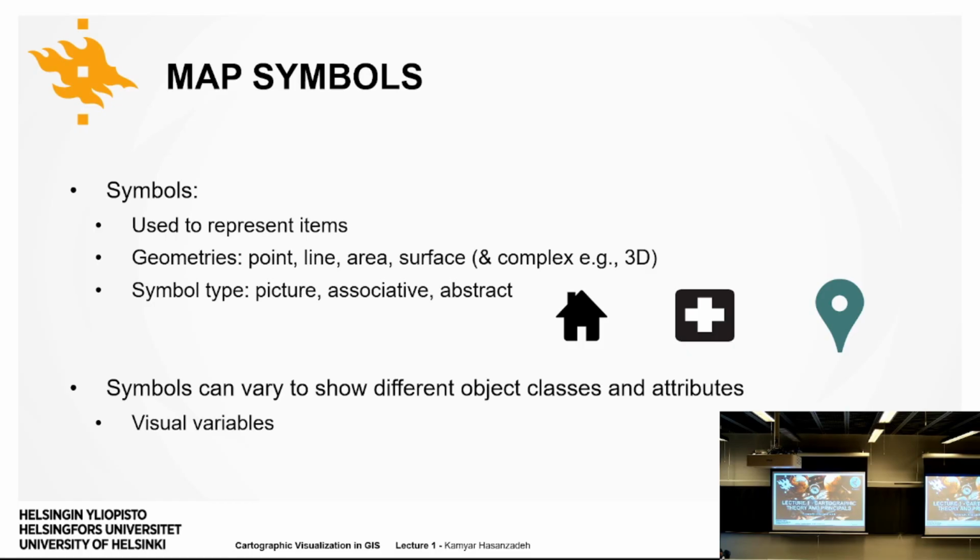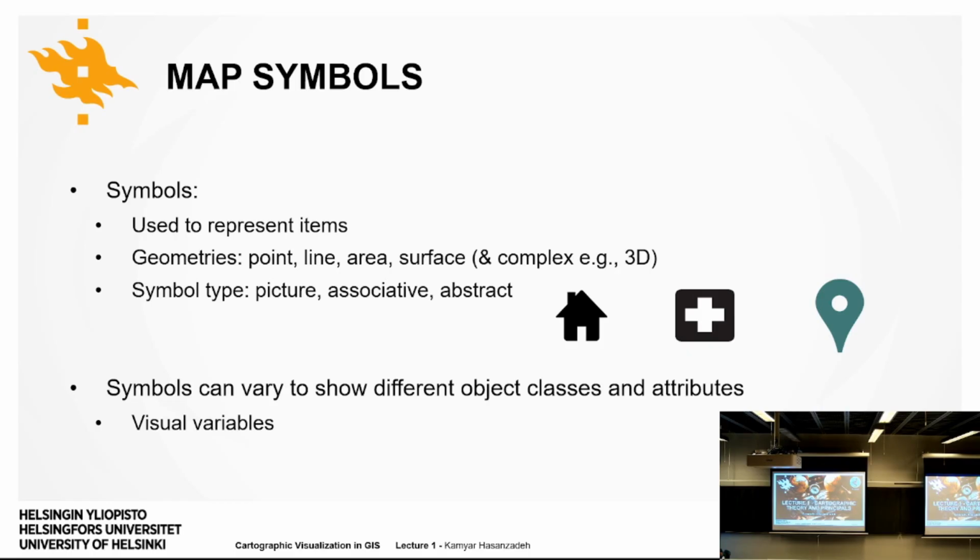Then we have map symbols. These are used to represent items. So we have different geometries in maps that we use symbols to represent. We, of course, work with points. Very many features that we show on a map are points, simply referring to places. We have lines, areas, surfaces, and in some cases, you might have some complex three-dimensional object.